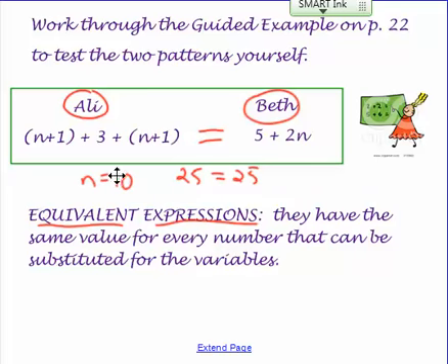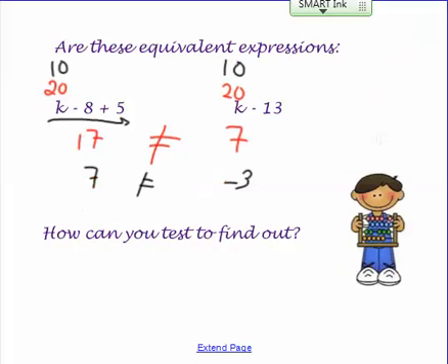So if we put in 10 for n, we can say 10 plus 1 and 3 and 10 plus 1 is 25. And if we put in 10 for Beth, 2 times 10 plus 5 is also 25. So these are called equivalent expressions. They have the same value for every number that can be substituted for the variable. So if I put 10 in for n here, I get the same value 25 as when I put 10 in for n here. I can also simplify this one. n plus n is 2n, and 3 plus 1 is 5. And I get the same expression, 2n plus 5.